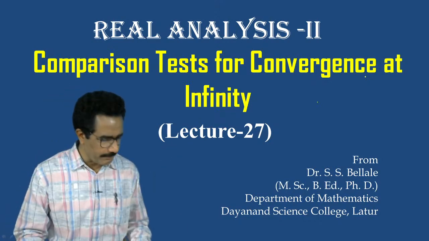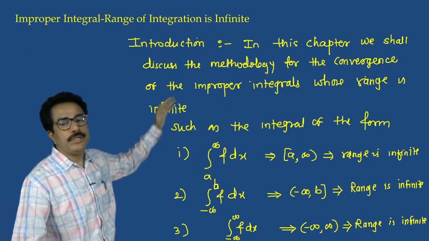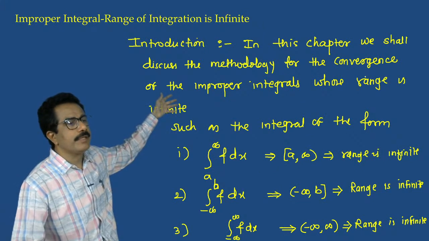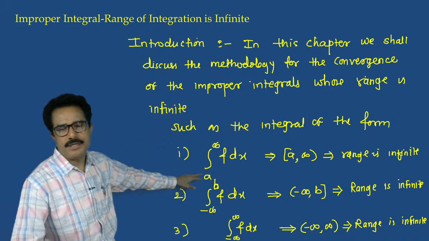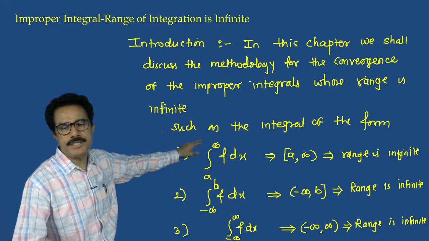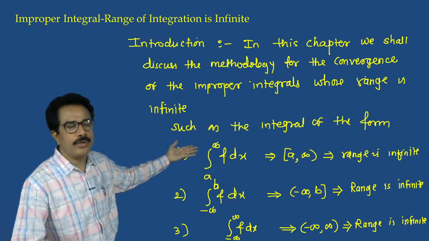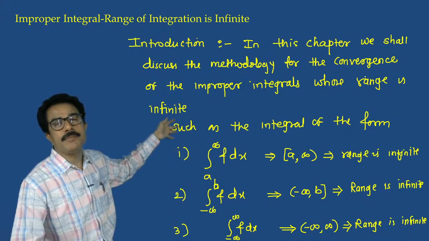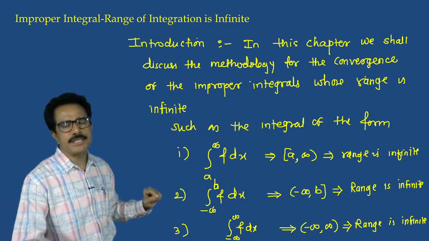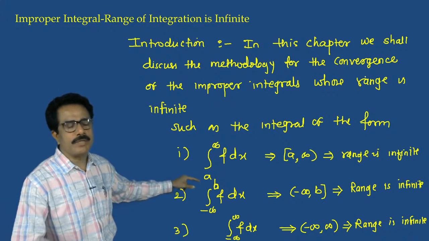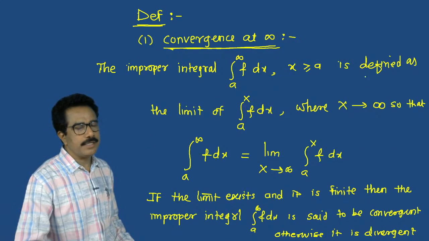Now we have to use the comparison test for convergence at infinity, but we know that we have defined the concept of improper integral. The range of the integral is infinite, meaning the lower limit is a and the upper limit is infinity. So the domain of x is a to infinity, so the range is also infinity. In particular cases, the range is infinity, meaning at least one of the limits must be infinity. Such types of integral are called integrals with infinite range.